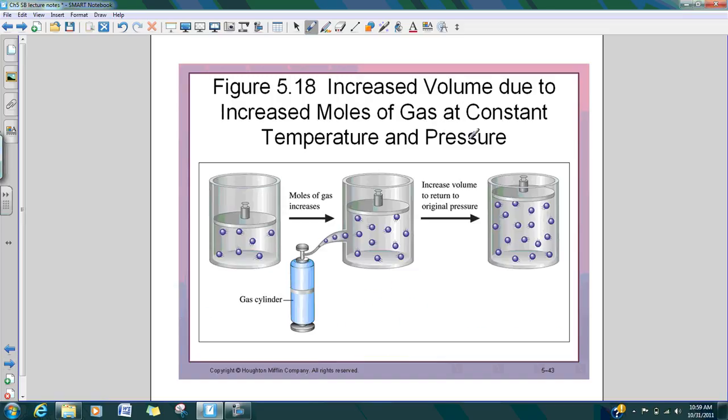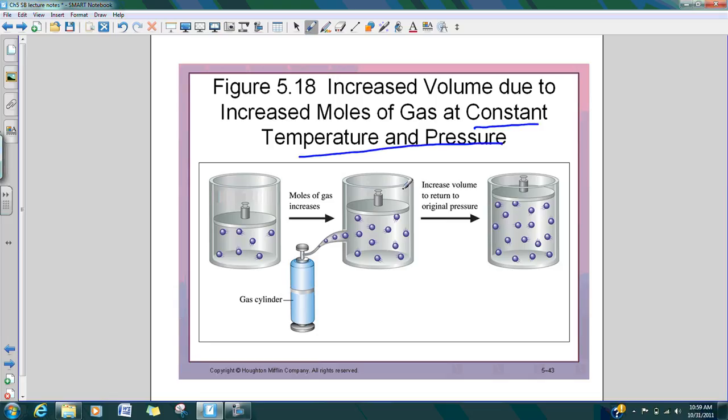All right, now increased volume due to increased moles. So now, on the other ones, I was keeping the number of particles constant. Now all of a sudden, I'm going to take this and add some more moles. I'm adding more substance. So as the particles increase, keep in mind that I have constant temperature and pressure.